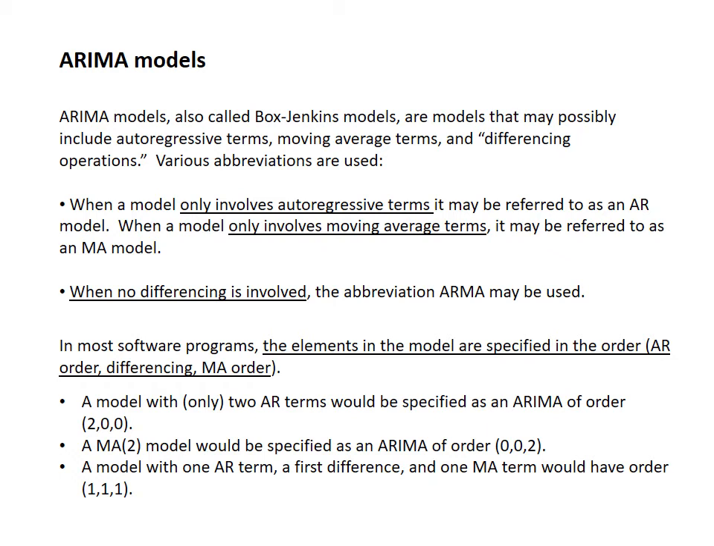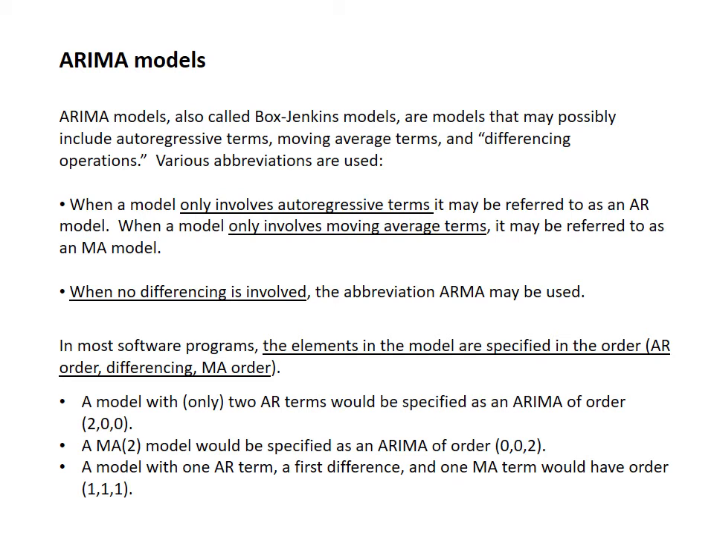So there are a number of other classes of models that combine autoregressive and moving average models, and one of those is ARIMA models. The AR here stands for autoregressive, the I stands for integrated, and MA stands for moving average. These are also called Box-Jenkins models, and these are models that may possibly include any combination of autoregressive terms, moving average terms, but also differencing operations. And remember, differencing is when you're simulating a process that's really based on subtracting or understanding period-to-period change in an underlying time series.